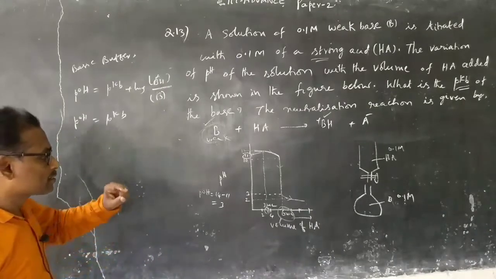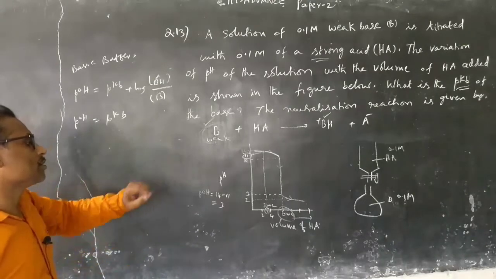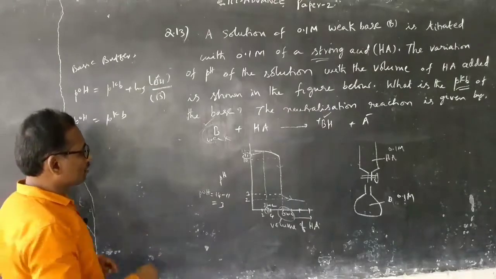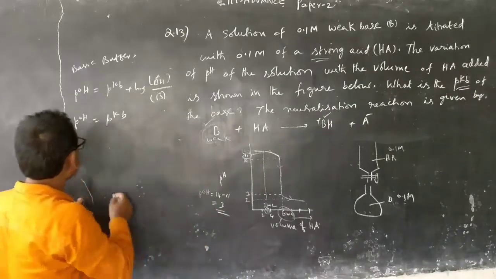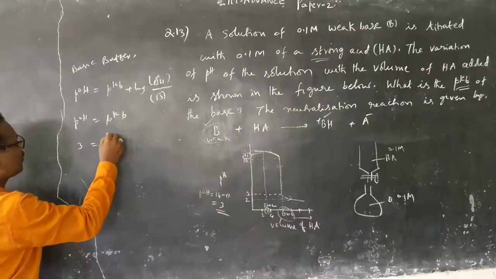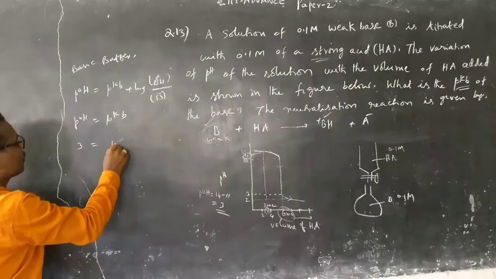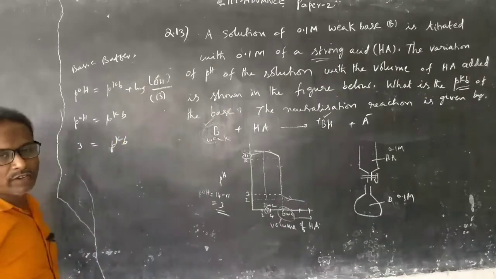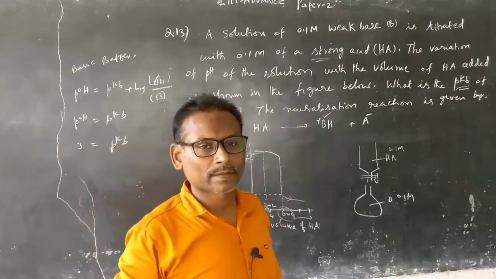At that moment, what is the pH noticed? The pH is noticed as 11. Otherwise, the pOH is going to be 3. That means this is the pOH, and we got the pKb. That is nothing but pKb. So in this way, we can find the pKb of a weak base.